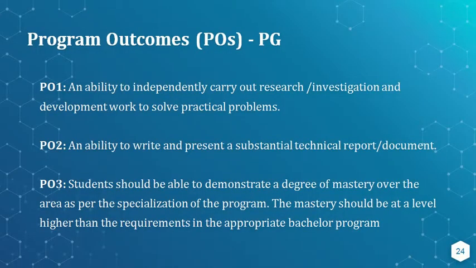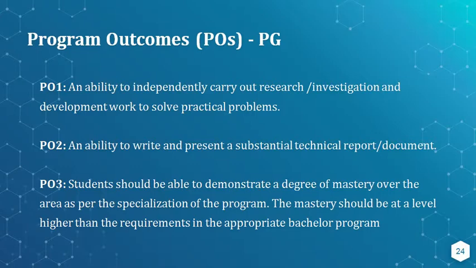The program outcomes for the PG program are like this. PO1: ability to independently carry out research, investigation and development work to solve practical problems. So the first program outcome is related to research. Second is the ability to write and present a substantial technical report and document, that is report writing. Third, students should be able to demonstrate a degree of mastery over the area as per the specialization of the program. The mastery should be at a level higher than the requirement in the appropriate bachelor program.